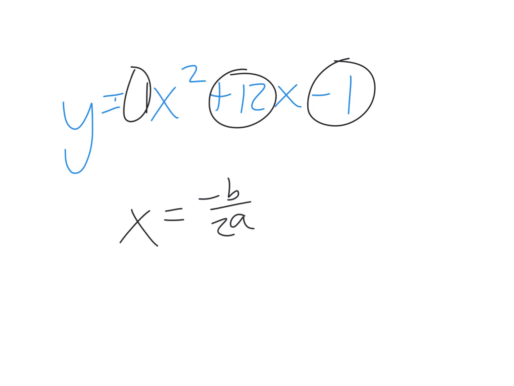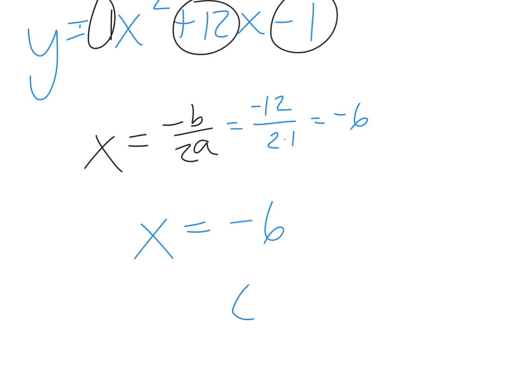So -12 over 2 times 1, which is 2. So that's -12 divided by 2, which is -6. Raise your hand if you had -6. Awesome. Now, I hope you get that that is not the vertex all by itself.